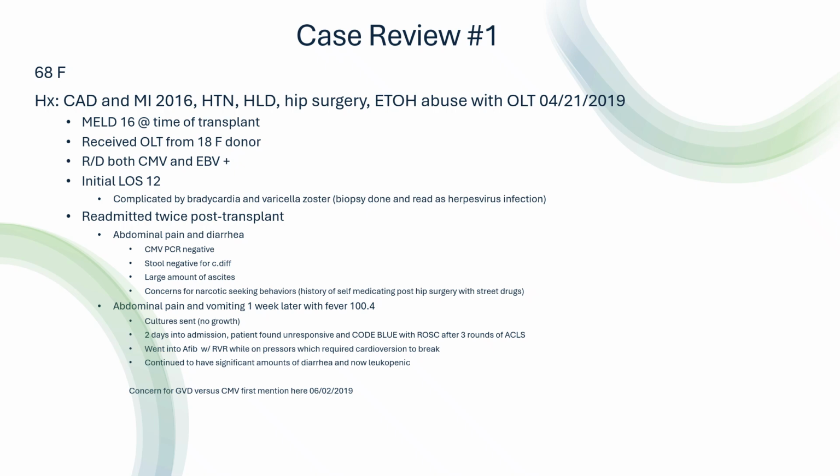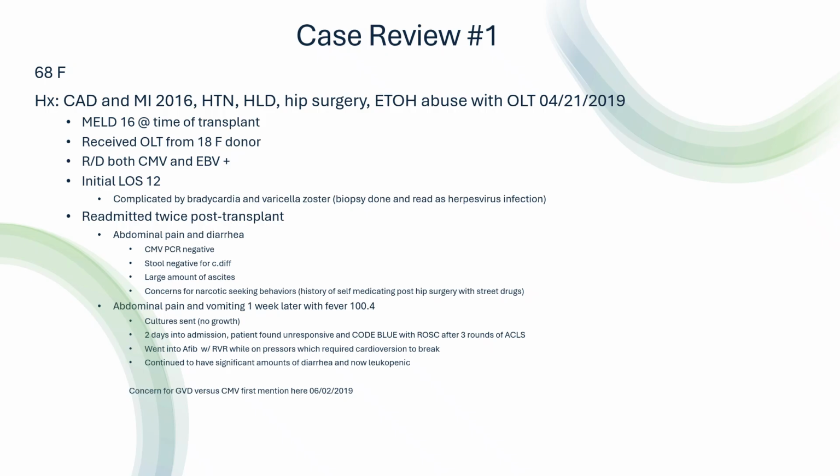So the first case is a 68-year-old female. She had a history of coronary artery disease and an MI in 2016, history of hypertension, hyperlipidemia, hip surgery. She did have a liver transplant because she had liver failure related to alcohol abuse. Her liver transplant was in April of 2019. Her MELD was 16 at the time of transplant. She received her liver from an 18-year-old female donor. Both the donor and the recipient were positive for EBV at time of transplant, so there was not a mismatch.